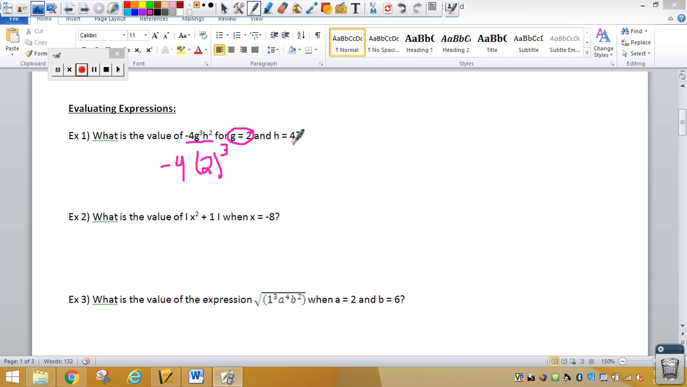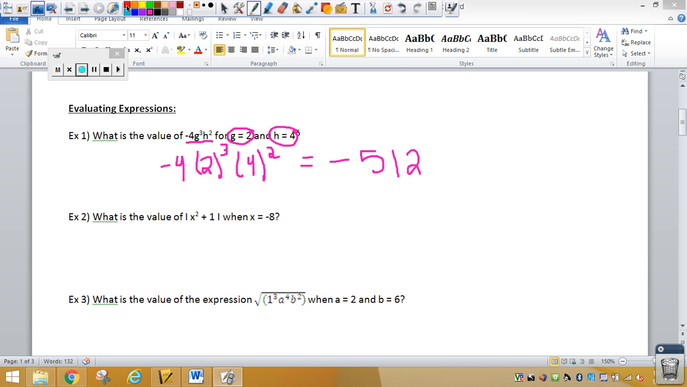Next up is an H, and again, I know H. H is right there. So I'm going to do 4 squared. Grab your calculator, and I would type it just like how I wrote it. So we're going to type in negative 4, in parentheses, and 2 to the third, in parentheses, and 4 squared. And we get negative 512. And that's your answer.